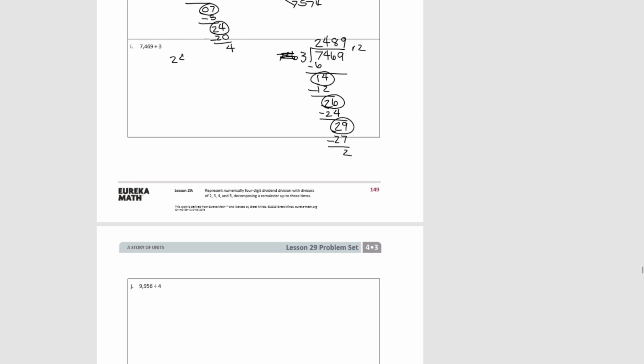We'll check with multiplication and addition. 9 times 3 is 27. 8 times 3 is 24 plus 2 is 26. 4 times 3 is 12 plus 2 is 14. 2 times 3 is 6 plus 1 is 7. And we add our remainder and we get 7,469, which matches our dividend.